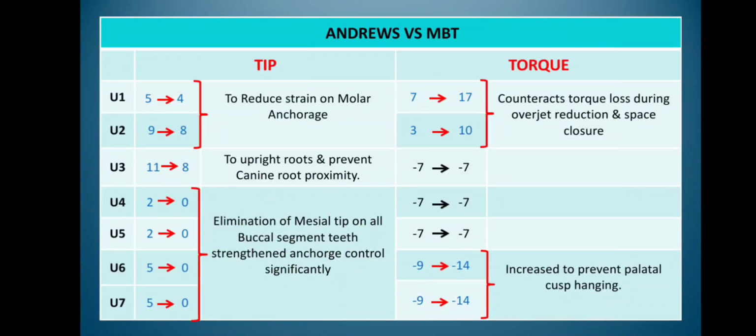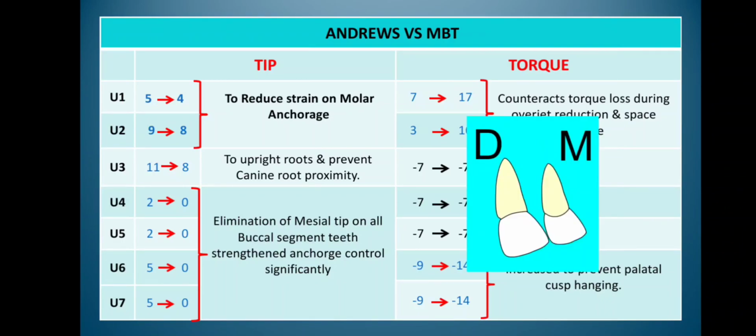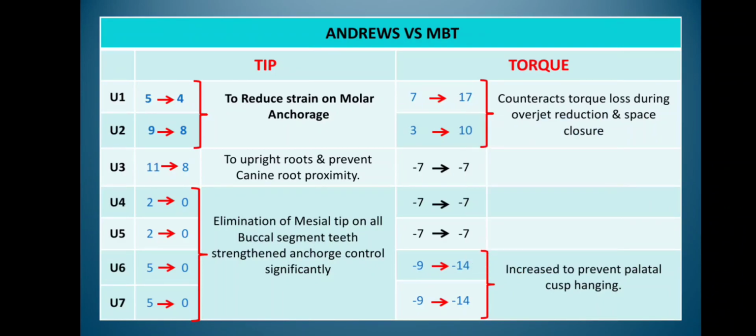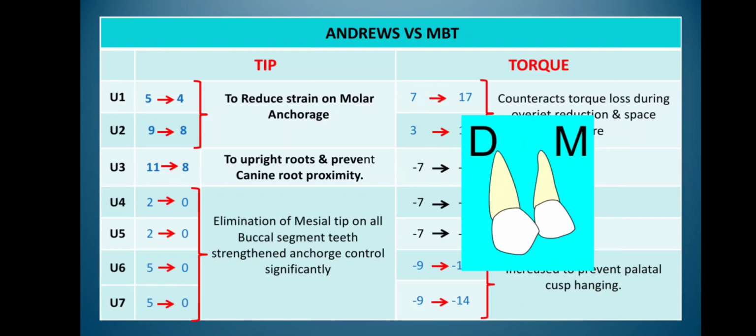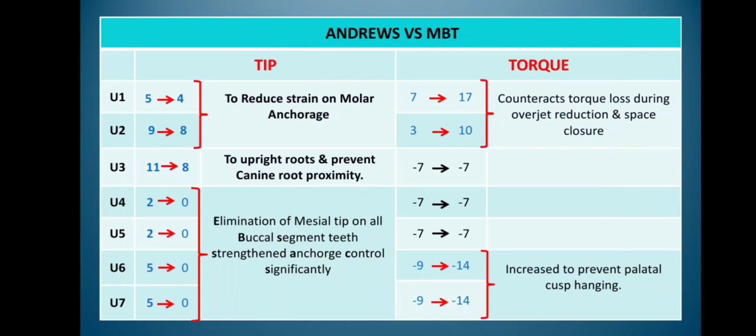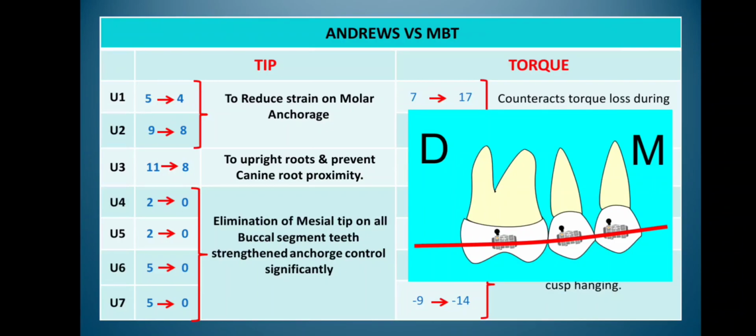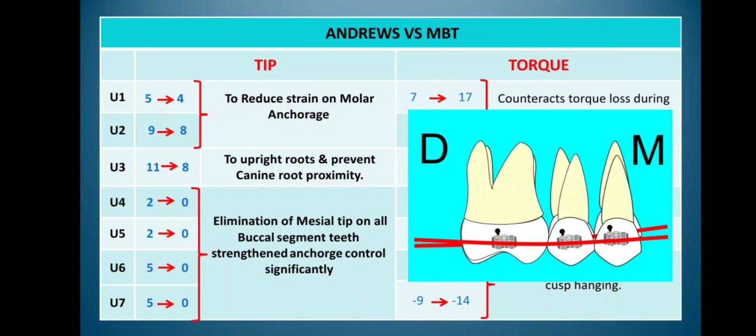Now dealing with Andrews versus MBT, first I will be explaining about upper arch followed by lower arch. Now coming to tip in the upper arch, incisor tip was decreased to reduce strain on molar anchorage and canine tip was also reduced to upright roots and prevent canine root proximity, and posterior tips was made to 0, that is elimination of mesial tip on all buccal segment teeth strengthened anchorage control significantly.